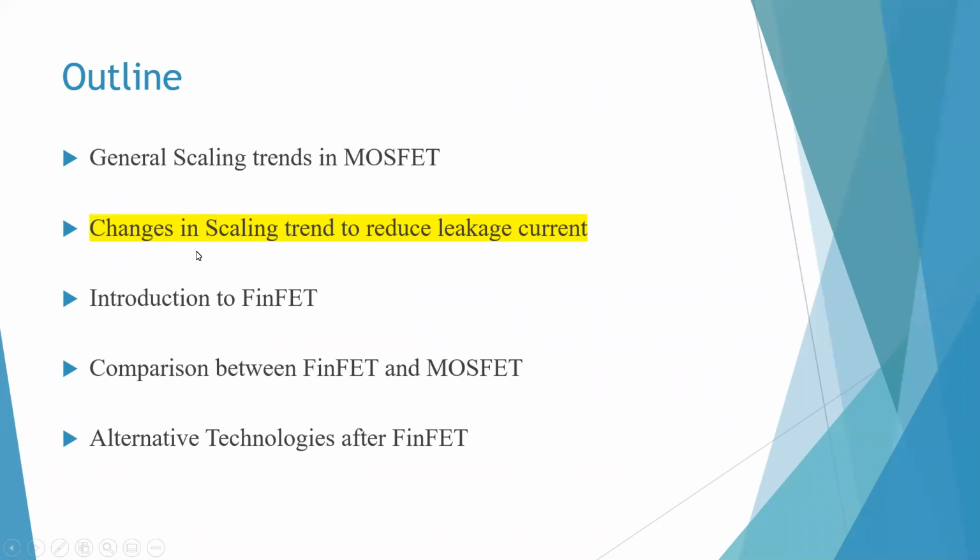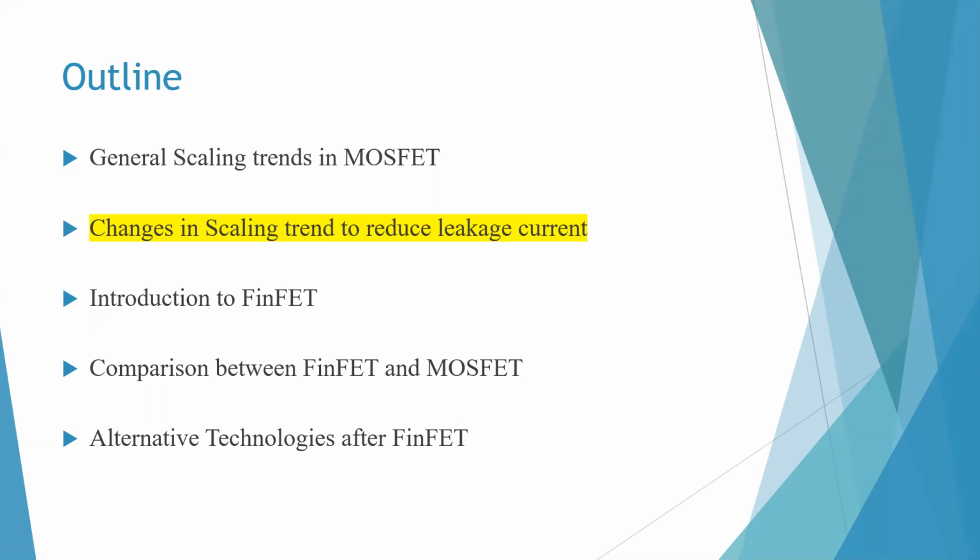So basically, scaling the MOSFETs according to Dennard's scaling theory was not possible below 130 nanometer technology because the gate oxide thickness was already reduced down to 1.2 nanometers, and scaling it further below would result in a significant increase in leakage current.